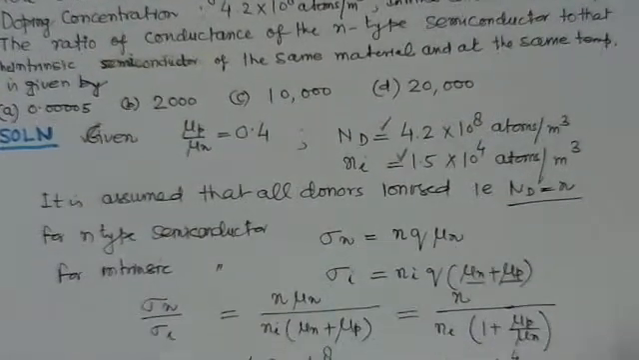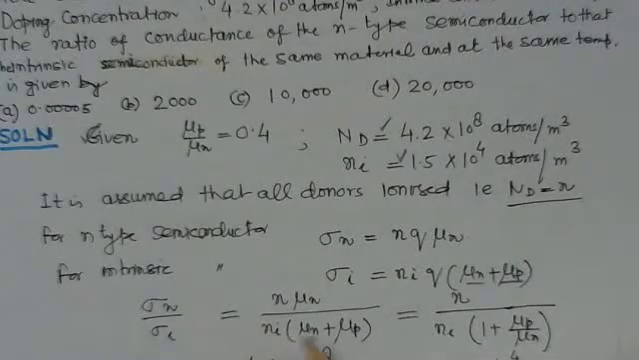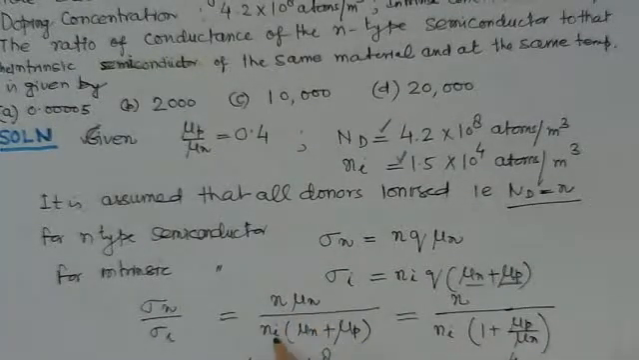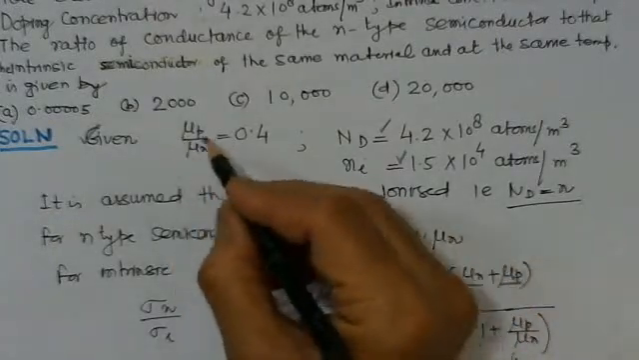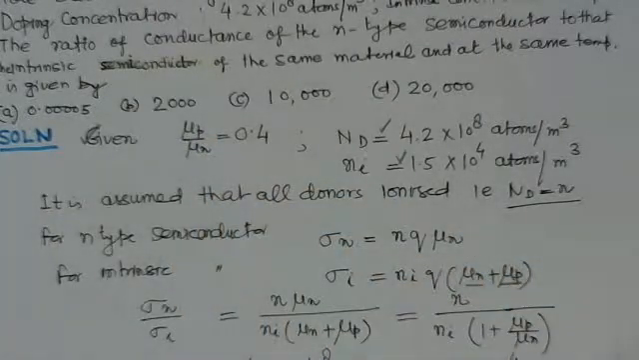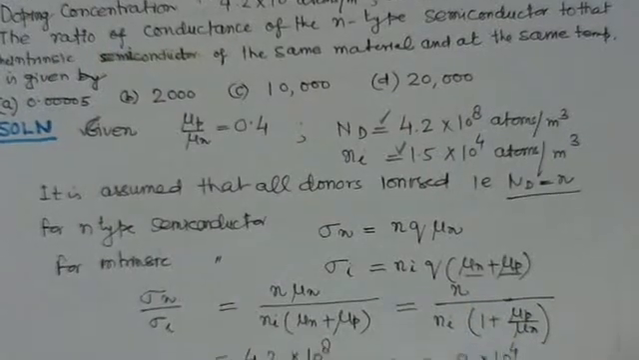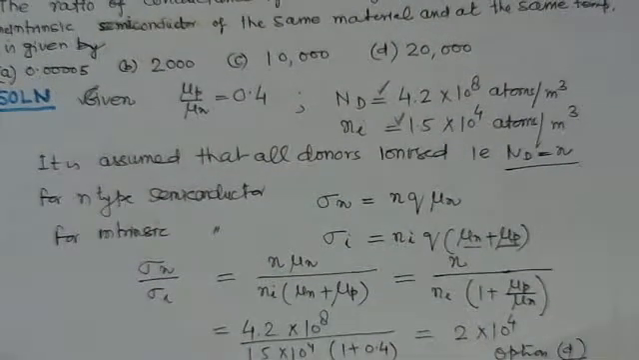Now we have to find the ratio of sigma n to sigma i. This is N mu n over Ni (mu n plus mu p). Since the value of mu p over mu n is given, we will write this equation in terms of mu p by mu n. So here we have taken mu n common, so Ni (1 plus mu p over mu n), and now we can substitute the values here.